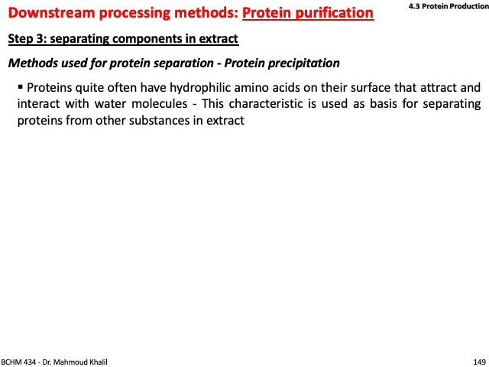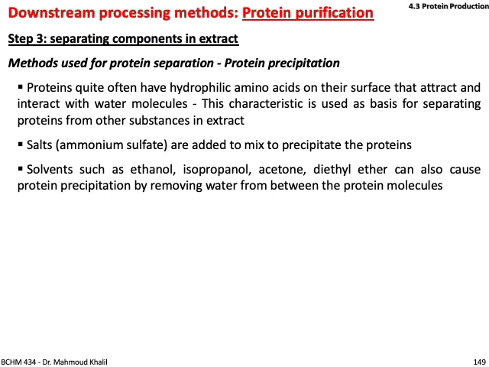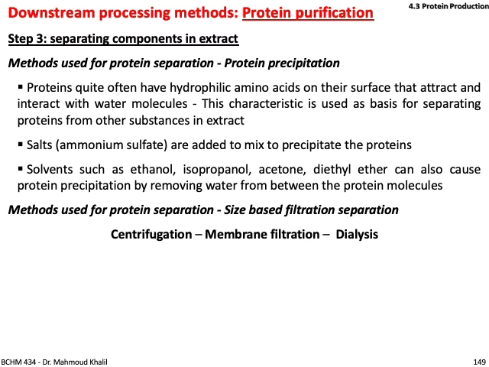This characteristic is used as a basis for separation of protein from other substances in the extract. Salts like ammonium sulfate are added to the mix to precipitate the proteins. Solvents such as ethanol, isopropanol, acetone, and diethyl ether can also cause protein precipitation by removing water from between the protein molecules. The method used for separation of protein, another method is the size-based filtration separation.